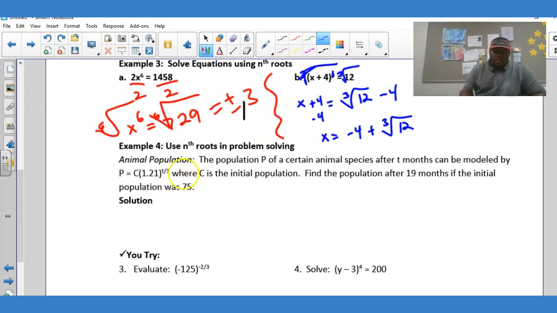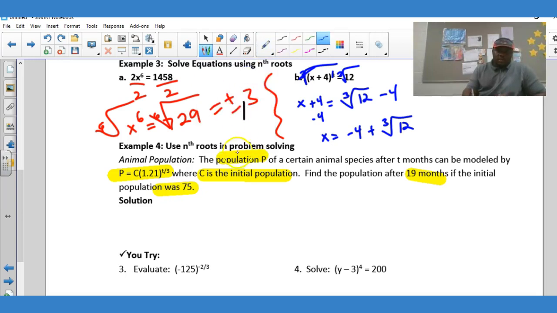Now, there is this word problem right here, guys. Again, it's a word problem. Don't freak out about it. Let's look at the critical information of what we need. It says animal population. I will use the roots to solve the problem. The population P of a certain animal species after T months can be modeled by this equation right here. So that's important. Where C is the initial population, all right, and P is the population. Find the population after 19 months if the initial population was 75.